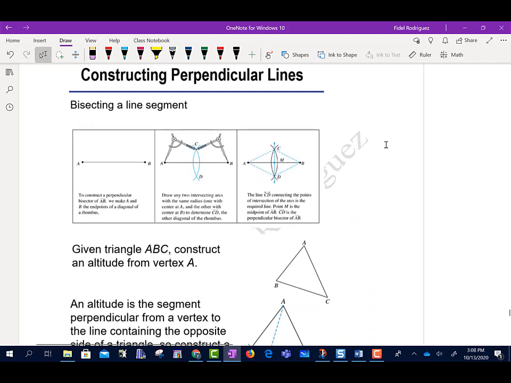So how do we bisect a line segment? We're going to construct a perpendicular bisector of AB. We make A and B endpoints of a diagonal of the rhombus. We're going to draw 2 intersecting arcs of the same radius, one with a center at A and one with a center at B, to determine CD, the other diagonal of the rhombus. The line CD connecting the points of intersection of the arcs is the required line. The point M is the midpoint of line segment AB. CD is the perpendicular bisector of line segment AB.